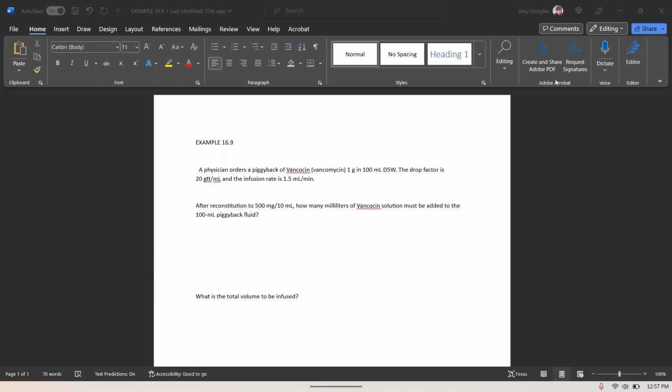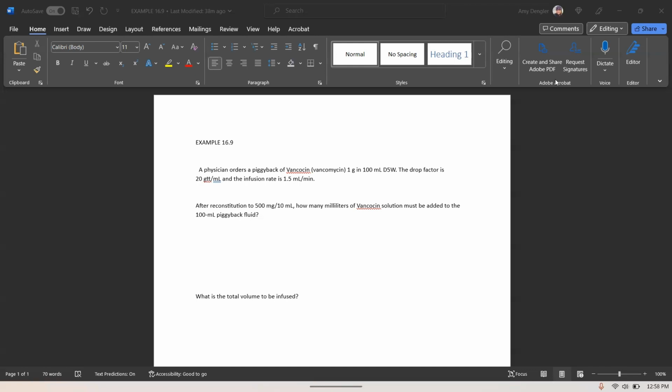Example 16.9, a physician orders a piggyback of vancomycin 1 gram and 100 ml of D5W. The drop factor is 20 drops per ml, and the infusion rate is 1.5 milliliters per minute. After reconstitution to 500 milligrams per 10 ml, how many milliliters of vancomycin solution must be added to the 100 ml piggyback?